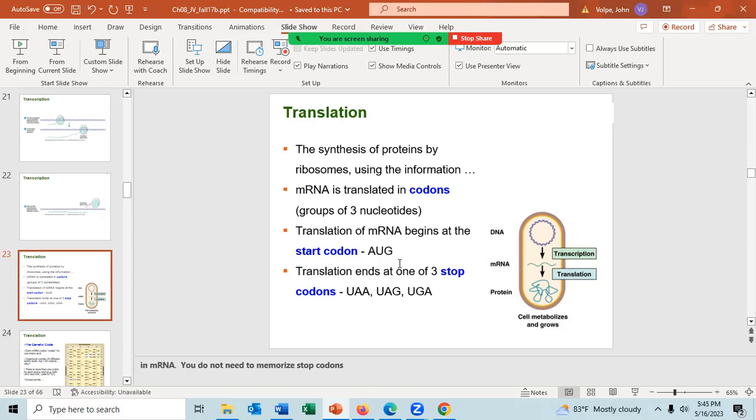AUG actually does two things: it tells the ribosome start protein translation here, and it also tells the ribosome add the amino acid methionine. So every polypeptide that gets started in protein translation will start with methionine, because AUG codes for methionine. Every protein, when it's initially made, will begin with the amino acid methionine. If that protein does not want to start with methionine, it will simply cut off that amino acid. Any question about any of that?